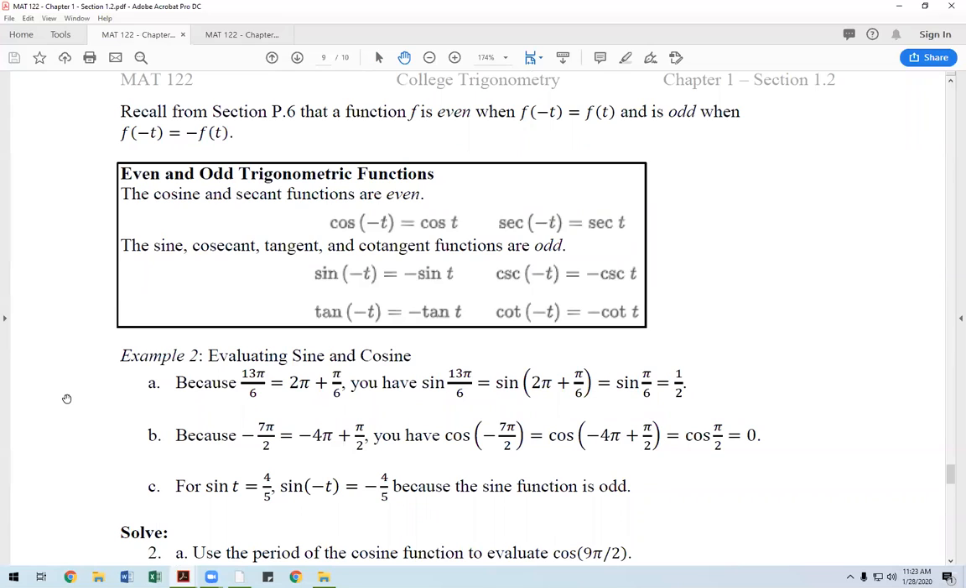They did 12 pi over 6 plus the 1 pi over 6. Very good. So yeah, they're breaking that 13 into 12 and 1. So 12 divided by 6 is where that 2 pi is coming from, and then you're left behind with pi over 6.